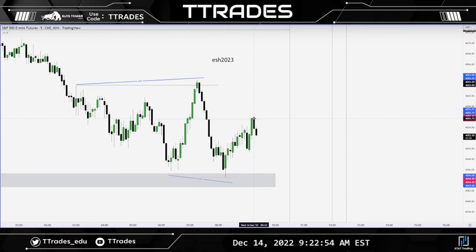So, I don't remember the time, but there was our reaction. Depending on where we close this candle, it doesn't seem to really be respecting that order block. So we'll see what happens. But we do have 7 minutes to open.